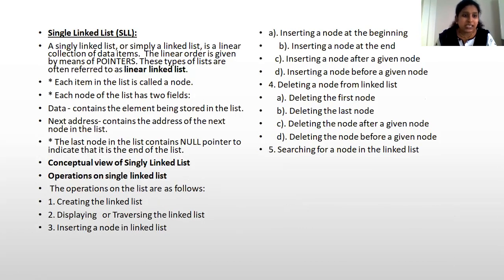Okay, so in your single linked list, the linear order is given by means of pointers. So these types of lists are also referred as linear linked lists. So each item in the list is called as what, nodes, and each node will have what, two fields called data field and next field, what we have discussed.